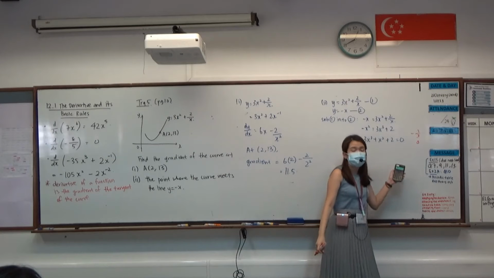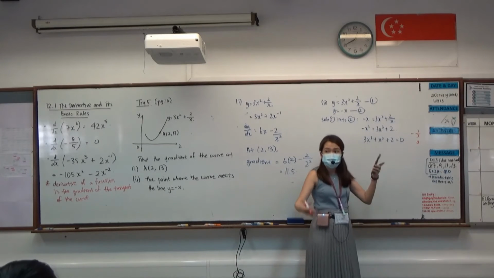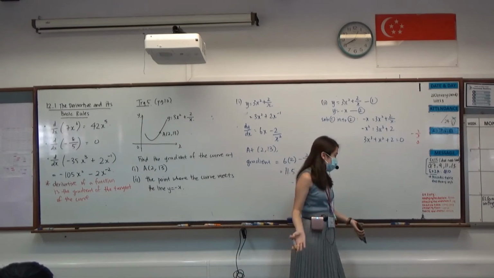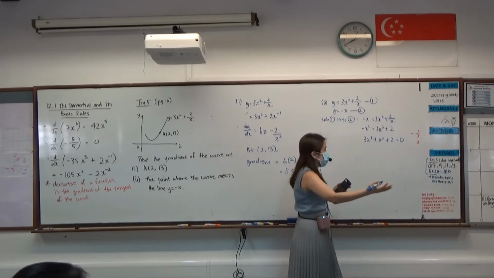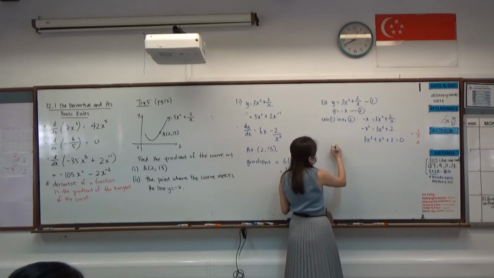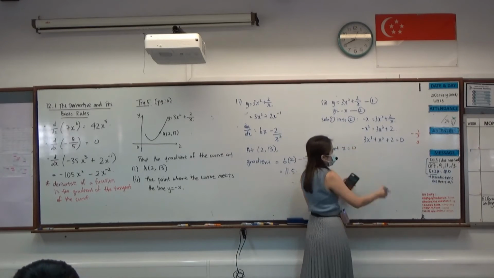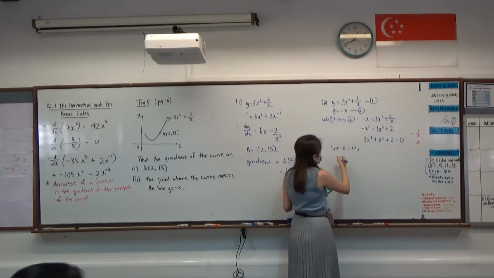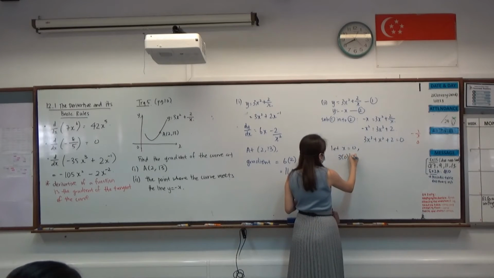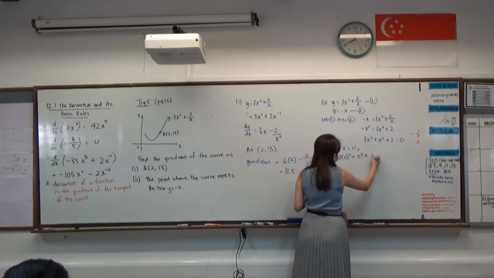We never ever do that, because we must go through the process. We cannot tell the examiner we use the calculator, right? So we will use our factor theorem. We choose x equals to, I prefer to use 0 most of the time. I like to use whole numbers, easier. So 3 times 0 cubed plus 0 squared plus 2.